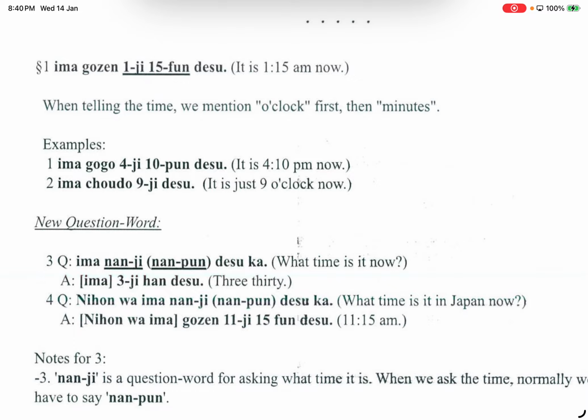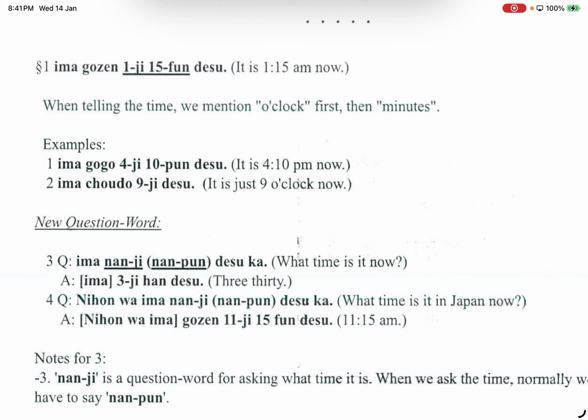So if you don't want to say AM or PM, you can describe the time of the day, then give the time. Instead of saying 1 a.m., you say late night 1 o'clock. If you're lazy to say 9 p.m., night 9 o'clock. Okay, then an example: 今午後4時10分です.